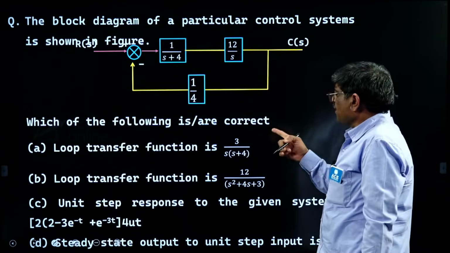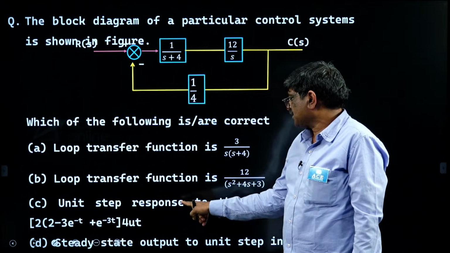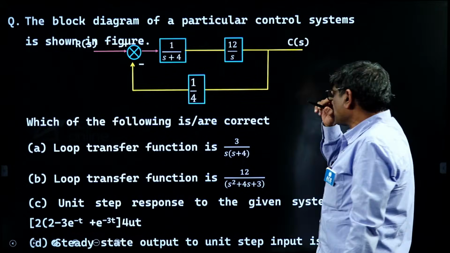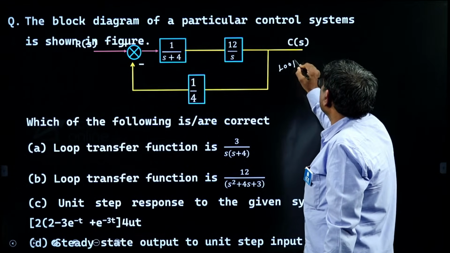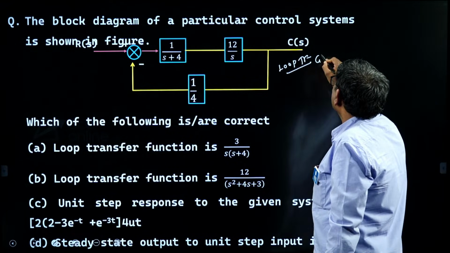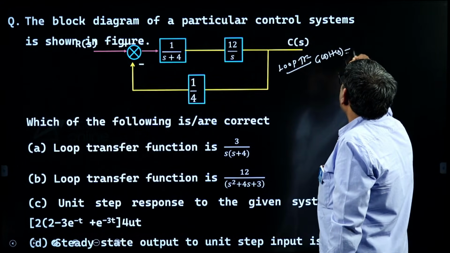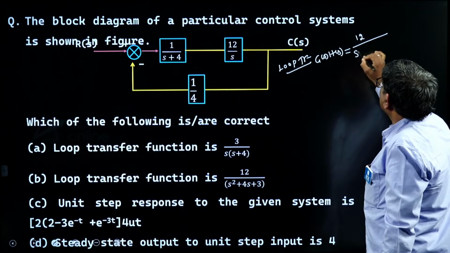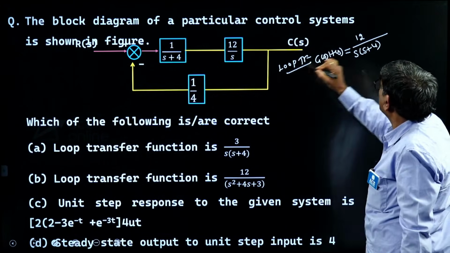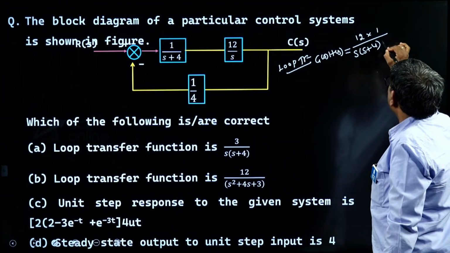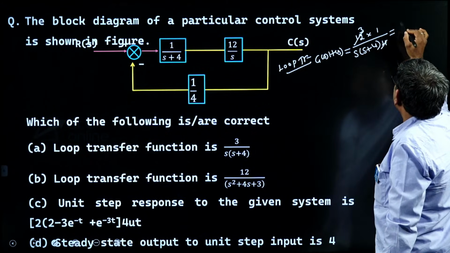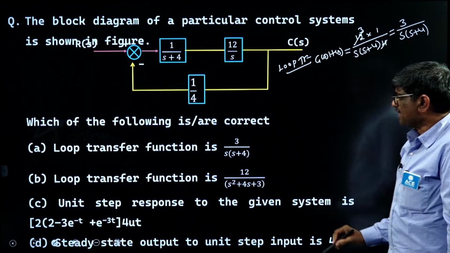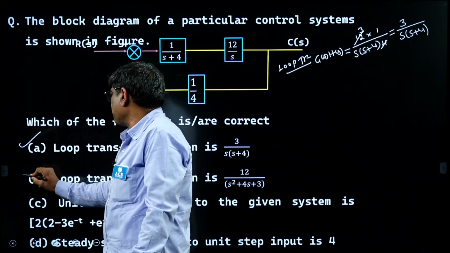First, what is given? One is the loop transfer function, next the unit step response, next the steady state output. What does the loop transfer function tell? Loop transfer function is nothing but G of s, H of s, the product of GH. So the product is 12 by s into s plus 4, into 1 by 4, which gives 3 by s into s plus 4 as the loop transfer function. That means option A is correct. Option B is wrong.